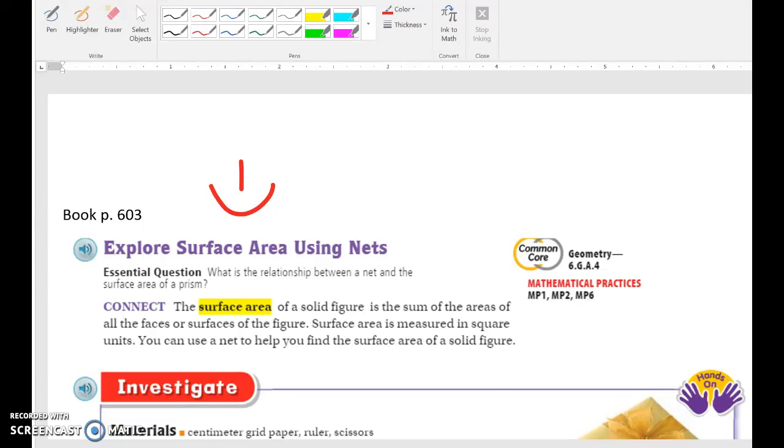Okay, ladies and gentlemen, we are doing nets today, and I see my smiley face is malfunctioning.